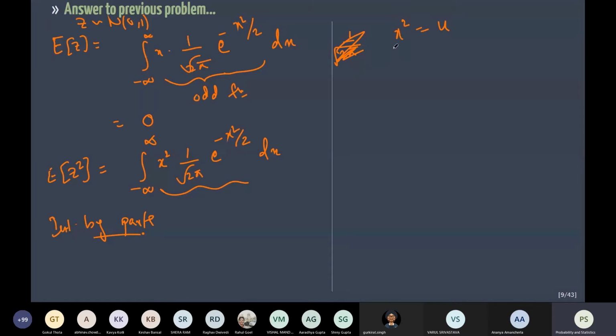We have 2x dx is du, but then x will be there, right? So it doesn't seem to help that much, because then x will be there and the square root of u will come out and so on. So we have to recall our integration skills.